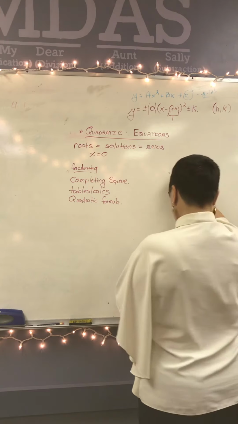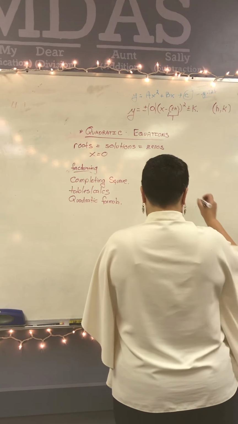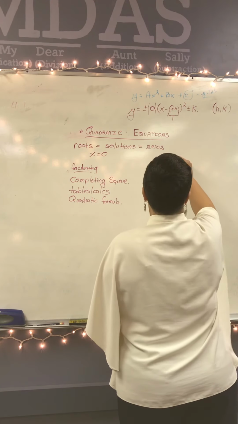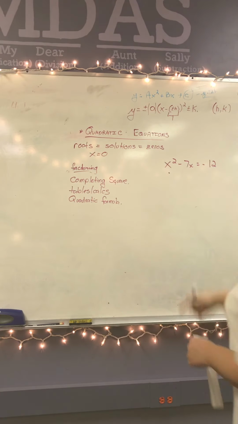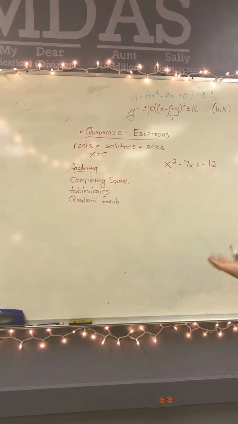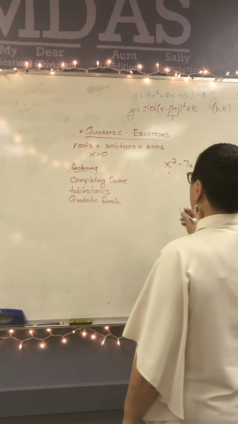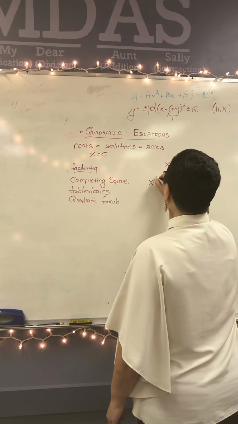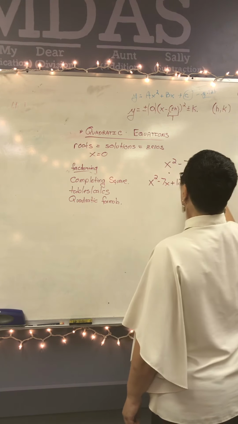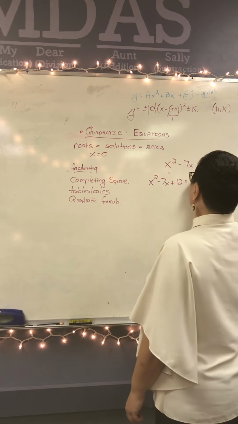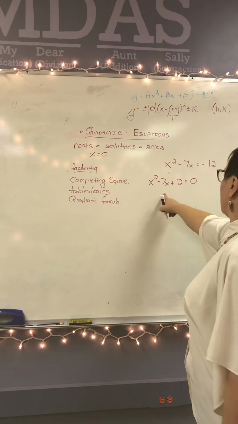How about x squared minus 7x equals negative 12. Now, because we're looking for zeros, we have to have a quadratic equation that is set equal to 0. So x squared minus 7x plus 12, we're going to add 12 to both sides, equals 0. Now we can factor this.